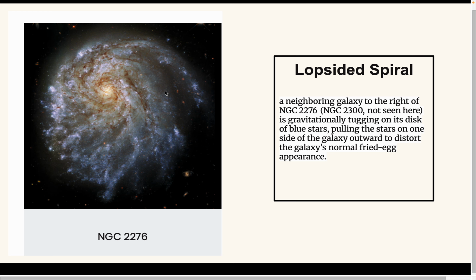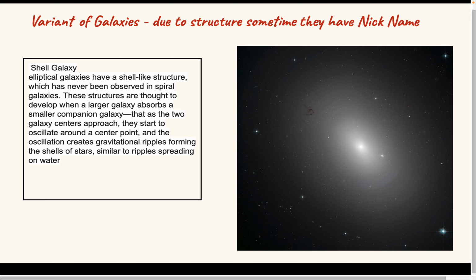So for this NGC 2276 and NGC 2300 system, we will see how it looks in the Aladin browser, and also how to find different properties of a galaxy using the NED website, in the next class. Now we will discuss different variants of galaxies. Different variants means that due to structure alone, we sometimes give galaxies a nickname.